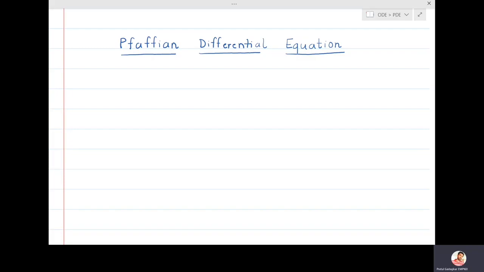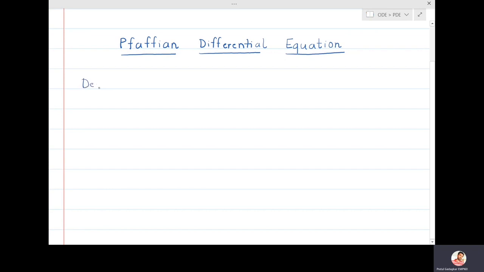In this lecture, we are going to discuss Pfaffian differential equations for two and three variables. The case for two variables is easy, but the case for three variables is slightly complicated. A Pfaffian differential equation in two variables will be easy to solve, but for three variables, we have to do some work. So let us first define what is a Pfaffian differential equation in n variables.